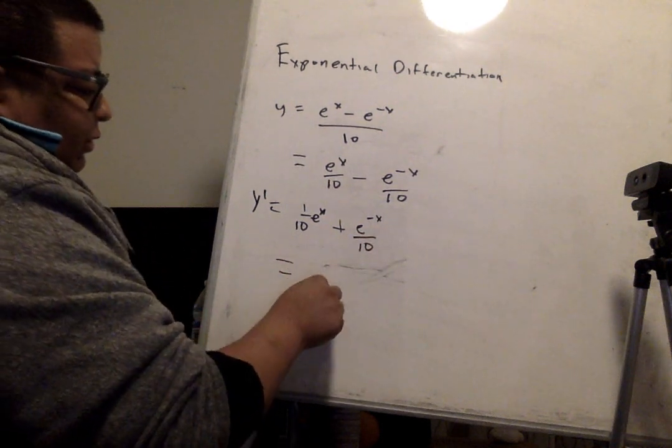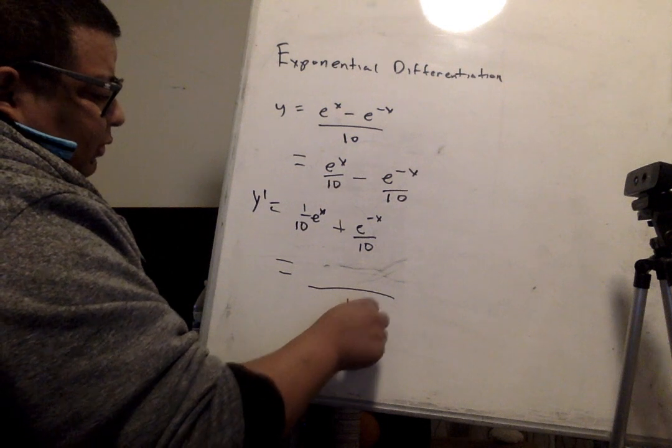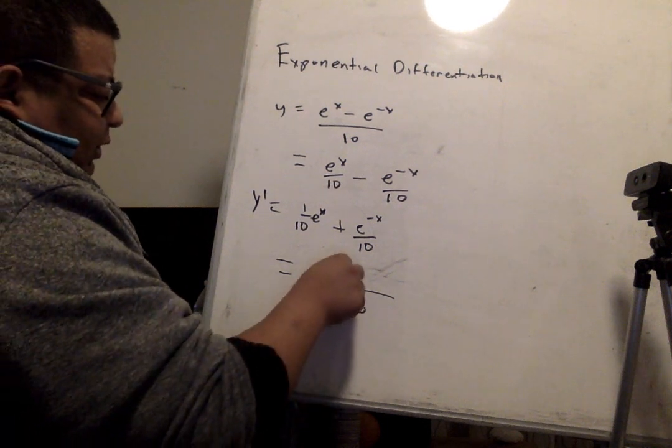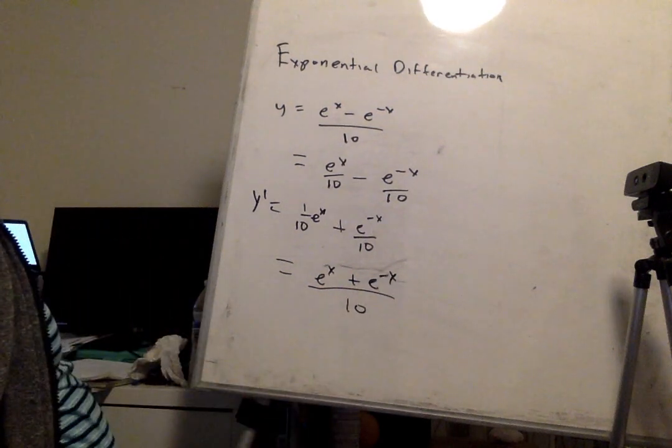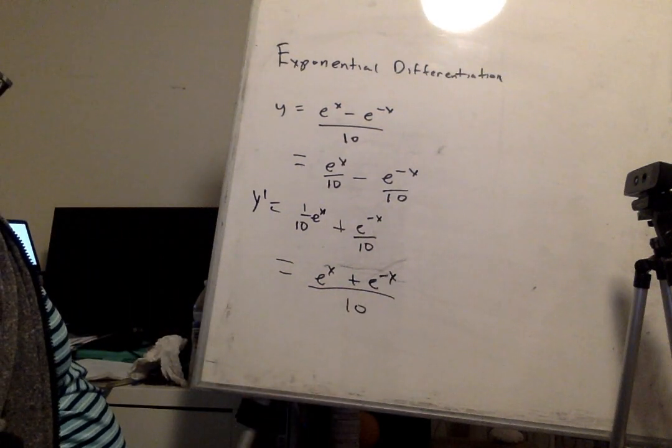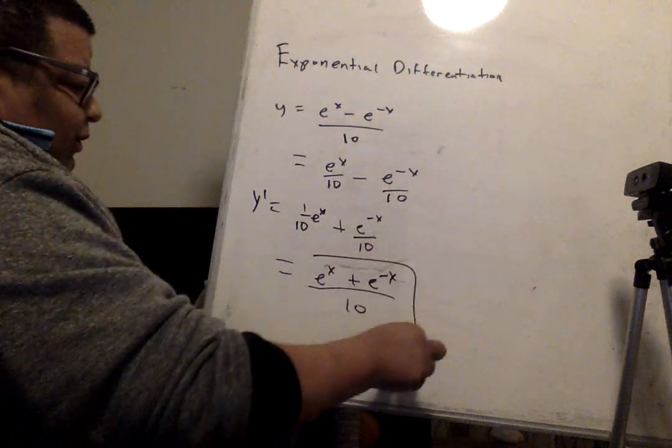Now we combine the fractions. So we do over 10, then e^x plus e^(−x). That should be our final form.